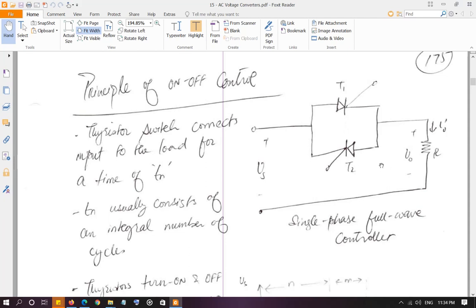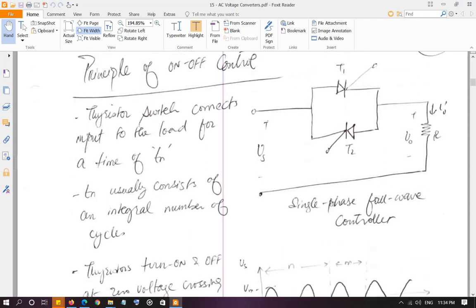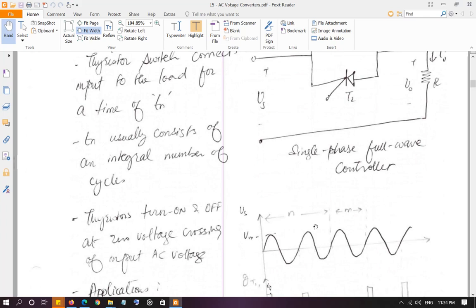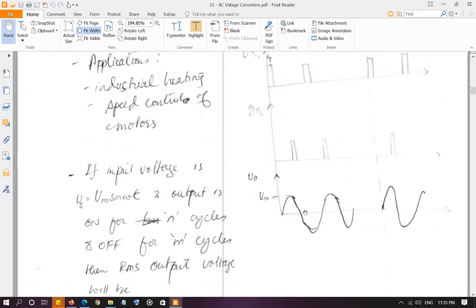In on-off control circuits, basically we turn thyristors T1 and T2 on. Of course only one thyristor will be on at one time, T1 in the positive cycle and T2 in the negative cycle, but we go for n number of cycles. As you can see here, we go for n number of cycles, and we turn the thyristors on at a specific firing angle. Then we go for m number of cycles when both the thyristors are off, so we don't send a signal to their gates, and the output looks like this.